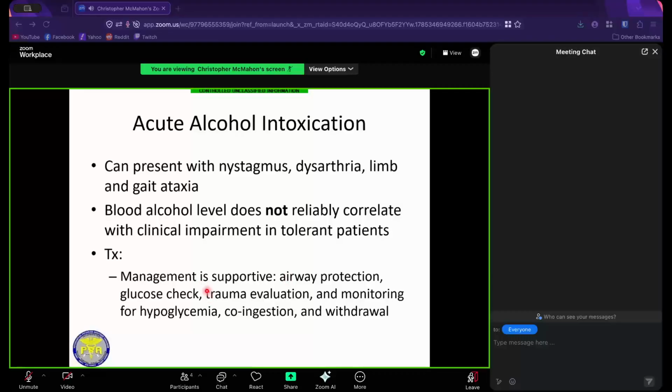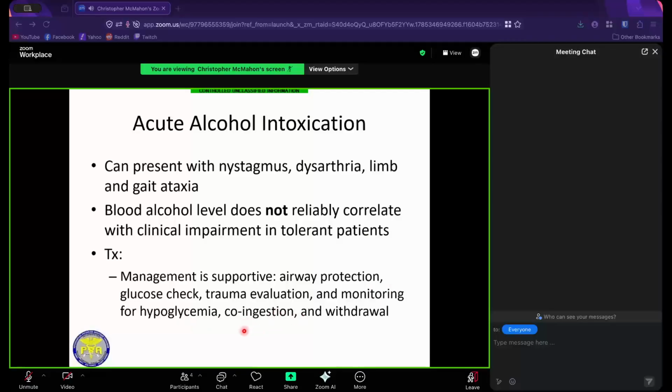If I have someone that is intoxicated, can they reliably tell me that they weren't injured? No, you have to treat them, you have to protect C-spine, you have to pretend that, hey, this person may or may not have TBI. They can't reliably tell you they're not injured. And then monitoring for hypoglycemia, co-ingestion.